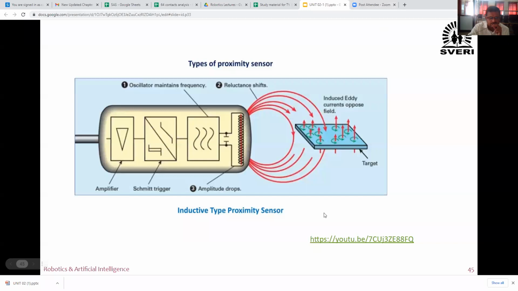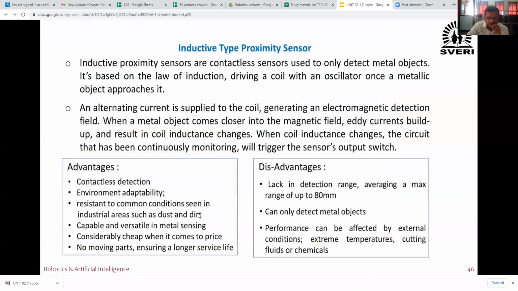Therefore, this is nothing but a video of the inductive type. Now they have shown in the video only PNP and NPN type proximity transducers. We have the inductive type. Inductive type means, always remember, inductance is there. Therefore, inductive type proximity sensors are contactless sensors used to only detect metal objects.